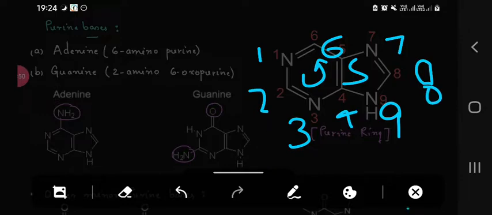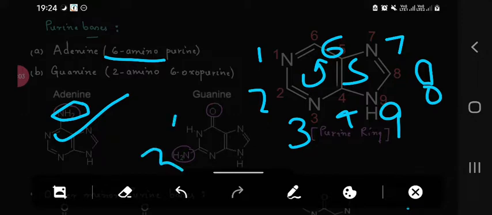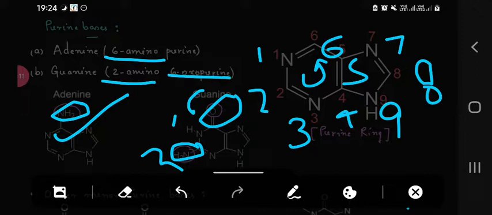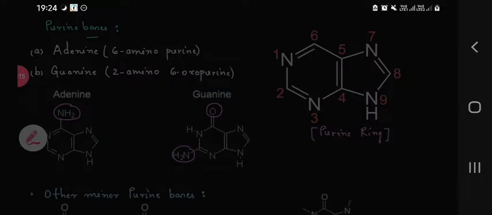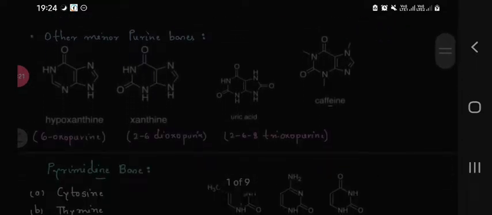So like here in adenine at 6th place amino group is present, so 6-aminopurine, and in guanine 2-amino because 1 and 2. So here you can see this 2-amino, and on the 6th place oxygen is present, so 6-oxopurine. Okay. Guanine is 2-amino-6-oxopurine and adenine is 6-aminopurine. Other minor purine bases are hypoxanthine, xanthine, uric acid and caffeine.